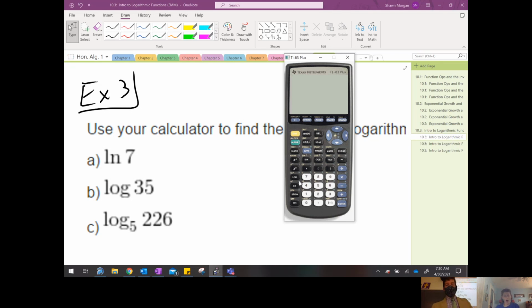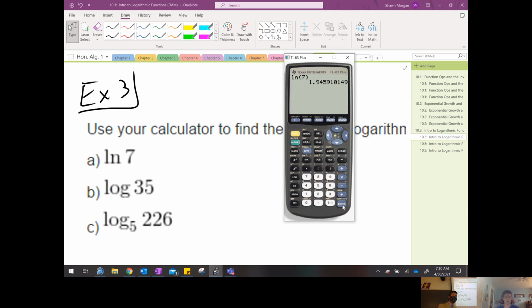So on the calculator, there's a button right next to the number 4 that says LN. That stands for natural log. And we talked about grammar and we talked about foreign language and why this reversal of the words. But the natural log of 7, that's all I've got to do. I just hit enter. And it tells me, oh, it's about 1.9. Okay.